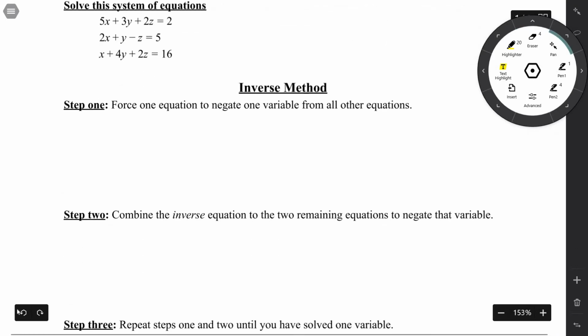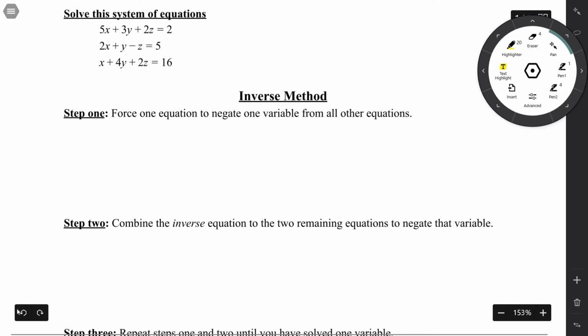So step one, force the equation to negate one variable from all other equations. This is just the inverse method, said a little differently. The big thing I look for when solving a system of three equations like this is two equations that already have the same coefficient in front of the same variable. What I mean is this positive 2 in front of the z. If we just mess with this one equation in the middle, we should be able to get it to equal. Say it was something a little different, I would still, well, we'll jump through it. You'll see what I mean.